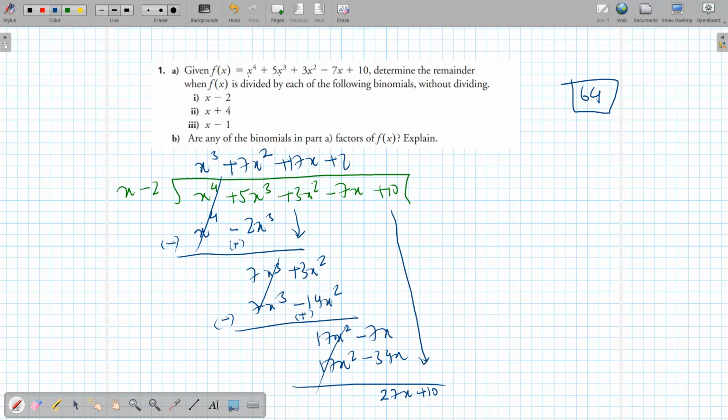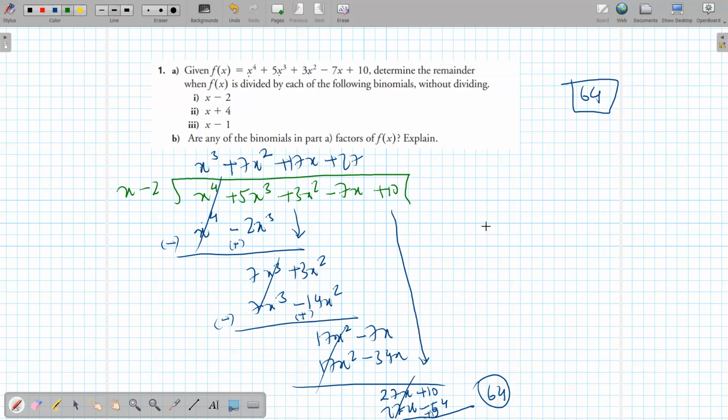Then you put up 27 here. So this becomes 27x minus 64, right? Or minus 54, sorry, minus 54. This cancels out, and then this becomes a plus. 54 plus 10 is 64. That's the remainder. So that's how you do it by long division. But again, it's very inefficient, right? We can always use the factor theorem.